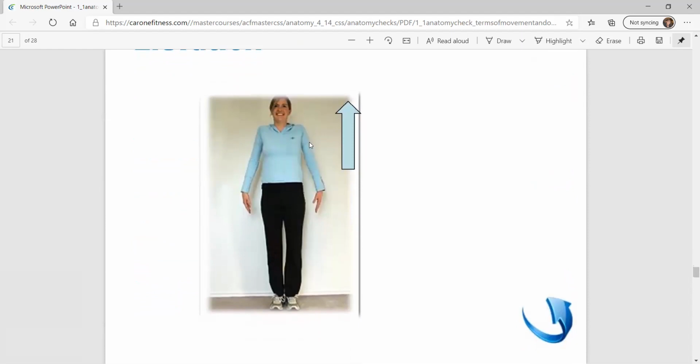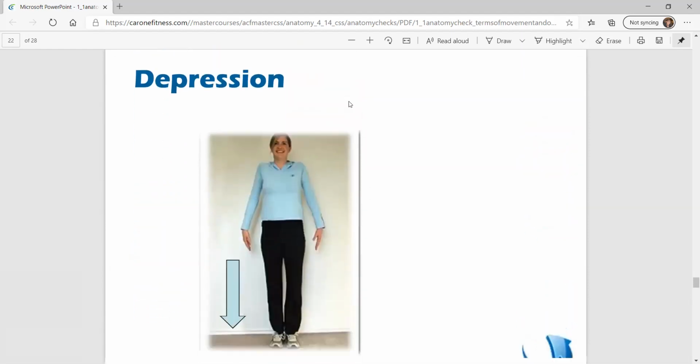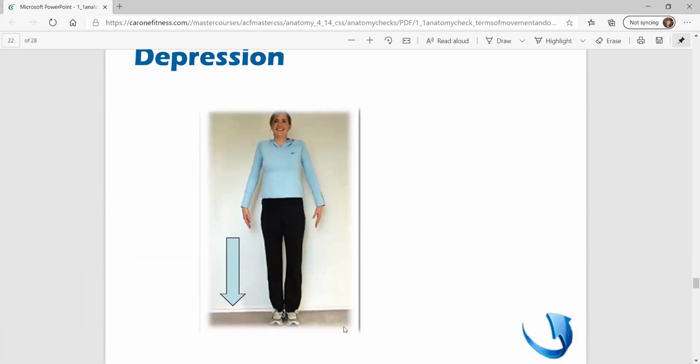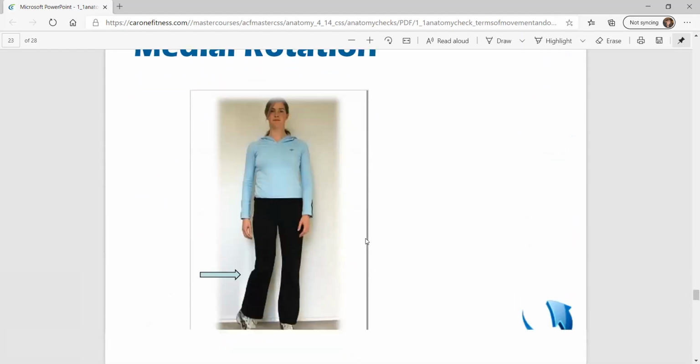Elevation, it's when we're moving your body up. Depression, not that kind of depression. Depression is when you're moving your body down, pushing your body downward.